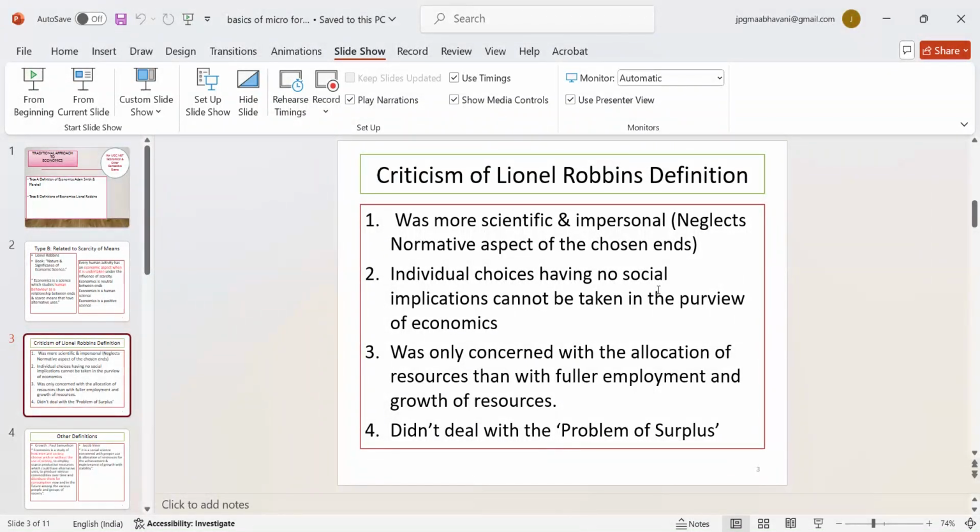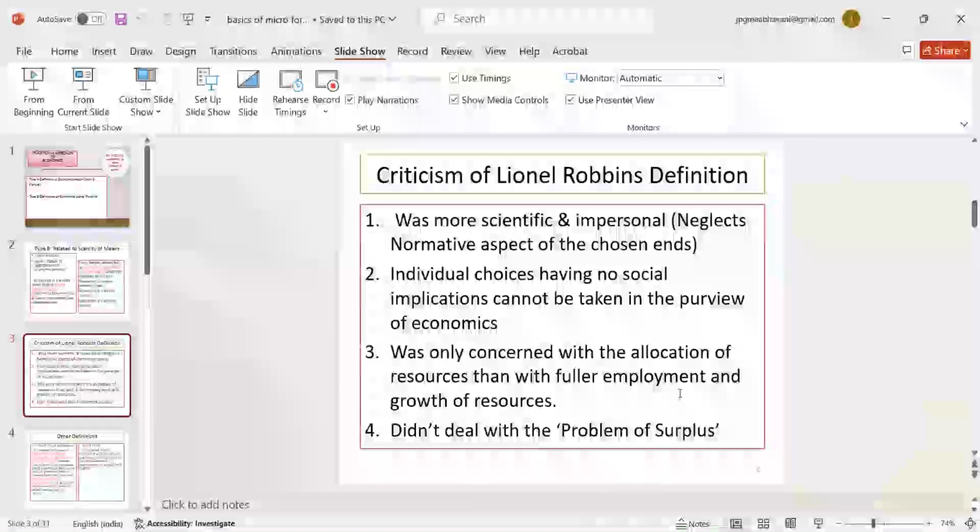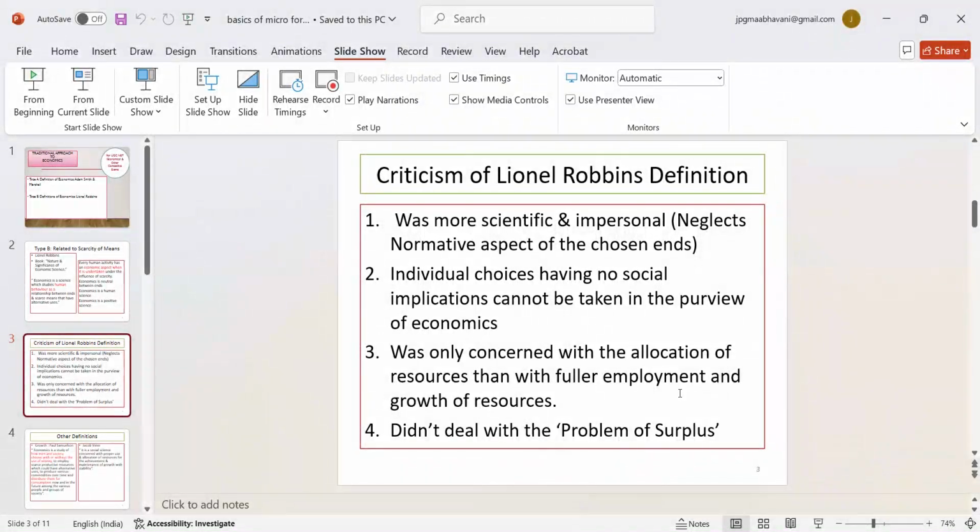Then another criticism that comes in for Robbins' definition is that he dealt only with the problem of scarcity. So he neglected the problem of surplus. It is not that economies only face the problem of scarcity, but there are times when you have something in abundance and then also there is a problem. And that problem of surplus, if I take an example in terms of our country, there are times when a bumper crop takes place and that bumper production of food grain results in the rotting of that food grain because of the lack of warehouses to store them.